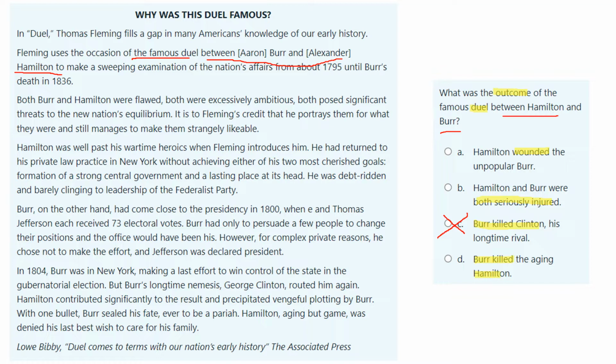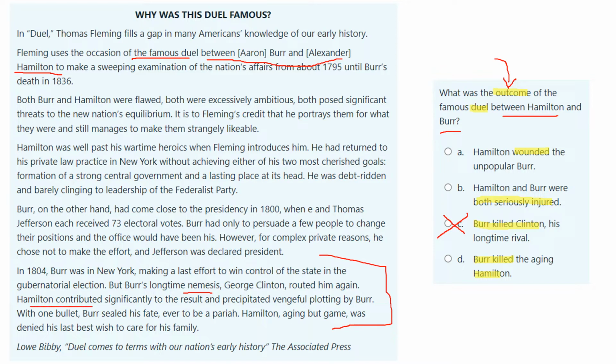I think we should look down at the last paragraph first. If this was a long passage, we might be thinking, how can we save a bit of time reading? So the outcome would be the solution, the end of the duel. So maybe we should look at the end of the passage. In 1804, Burr was in New York, making a last effort to win control of the state in the gubernatorial election. Gubernatorial is, I think, where you choose the governor. But Burr's longtime nemesis, that is your enemy, George Clinton, routed him again. So Clinton beat Burr.